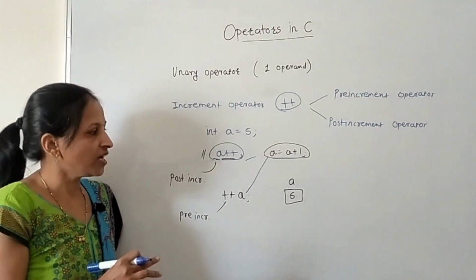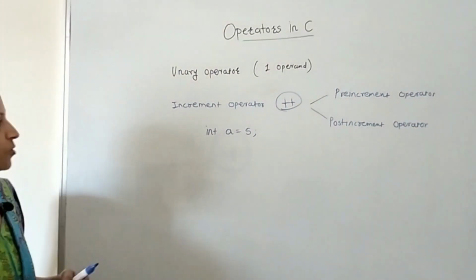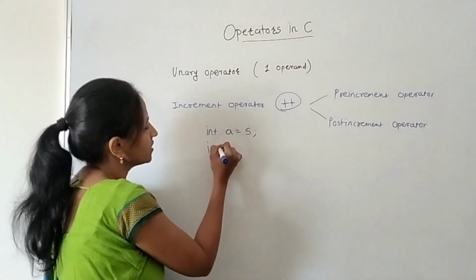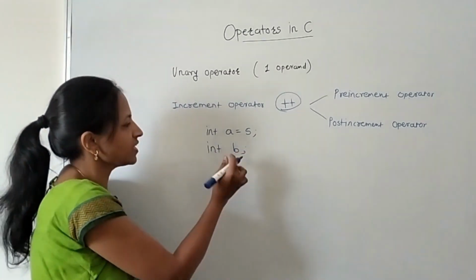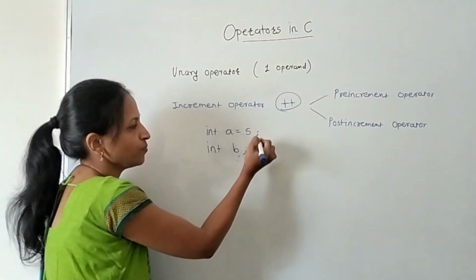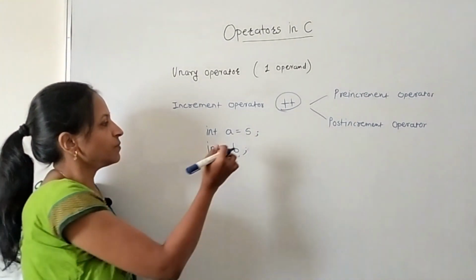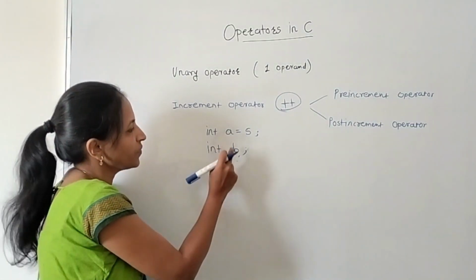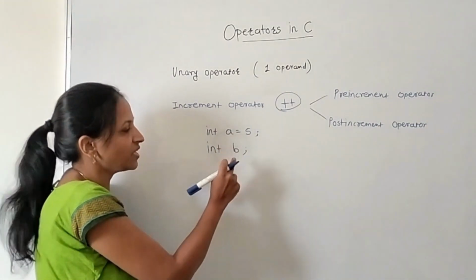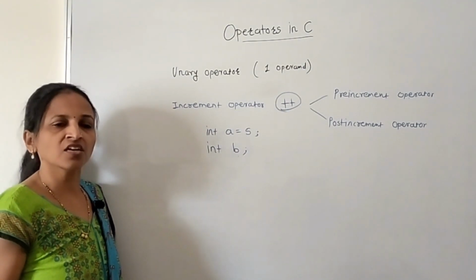How? For that I am going to give you one example. Suppose there is int a equals 5 and one more variable I have declared, integer b. Int stands for whole number, meaning we can store any whole value without a decimal point. Now a and b are the two variables. a is initialized to 5 but b has no value initially; it will have some garbage value.